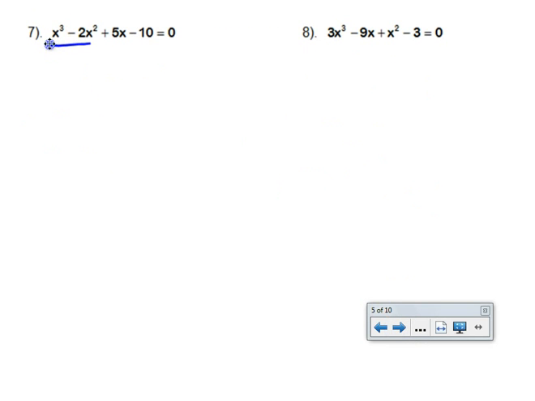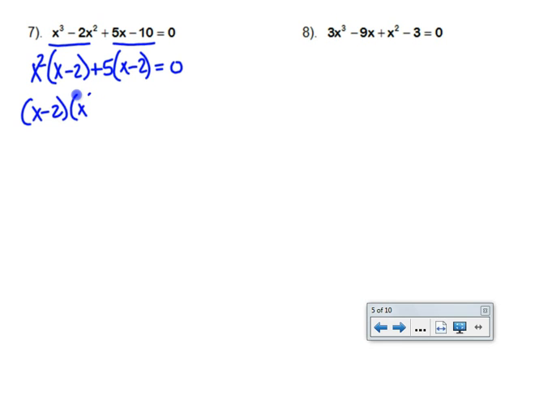Okay, more factor by grouping. So, first group, take out an x squared. That leaves you with x minus 2, and then I'm going to take out a positive 5. Leave the positive, or the plus sign in front of it. It helps you with the factoring later. Oh gee, what do you know, x minus 2. So I'm going to take the common x minus 2 out of the whole problem. Leaves me with x squared plus 5. So this guy is super easy to solve, x equals 2.